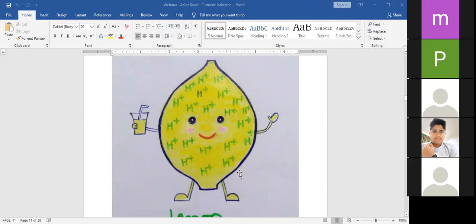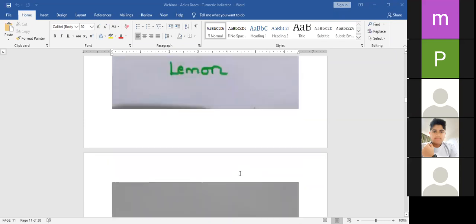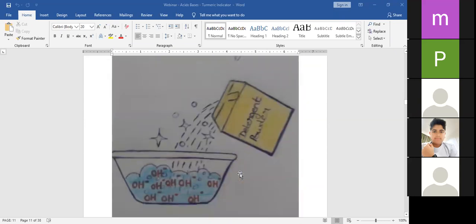But when turmeric comes in contact with a base, it's not going to react, it's only going to sense. When it senses OH minus ions, it changes its color to red. So if you see detergent powder, when it's in the solution form, it releases OH minus ions. And when turmeric comes in contact with or senses these OH minus ions, that's when you get a red color.